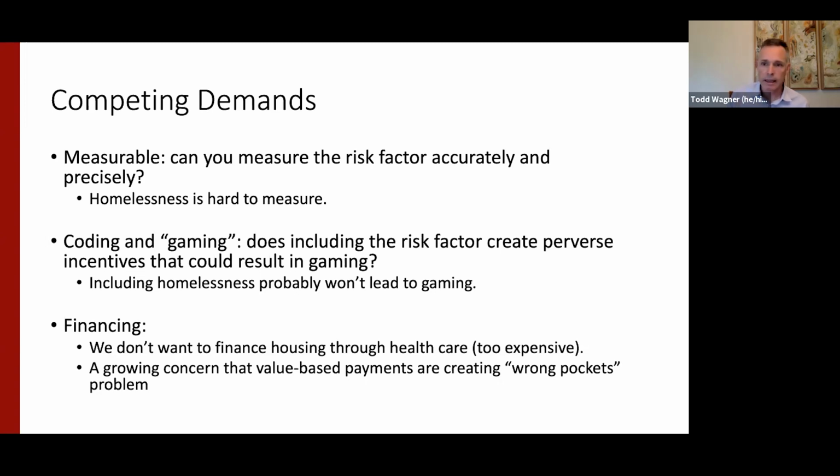In some sense, we have to be very careful about how we set up risk adjustment, especially if it's being used for payment, that we're going to end up financing social determinants of health through the healthcare system, where it really needs to be coordinated outside of the healthcare system. Implicitly, there's been this growing concern that as we push more value-based payments, we're going to create this wrong pockets problem, that we're going to create artificial challenges between different divisions of society, between housing, healthcare, and criminal justice.